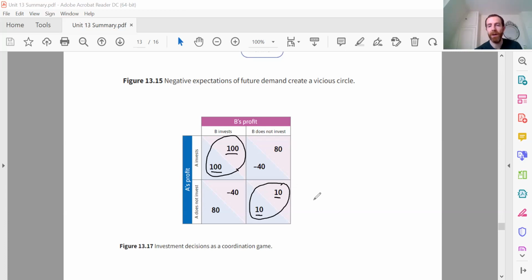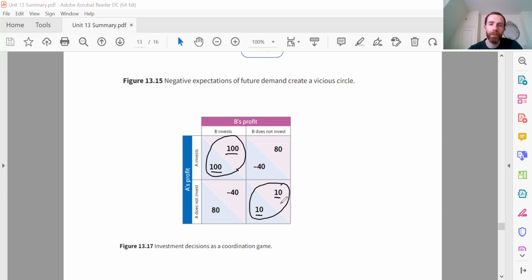And this is a useful way of understanding why we might get these patterns in the economy as a whole, where investment jumps up because firms are thinking, well, if everyone's going to invest, the best thing for me to do is invest. And then they see these big payoffs, so they carry on investing. Whereas if firms think, well, people are not investing, the best thing for me to do is not invest. And then you see much, much smaller payoffs. And so we get this negative cycle.